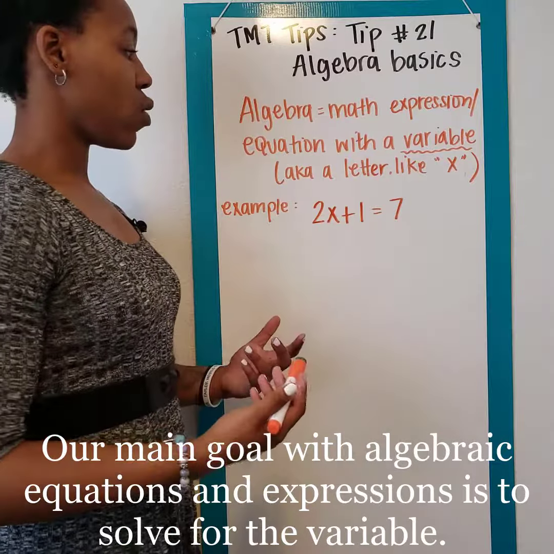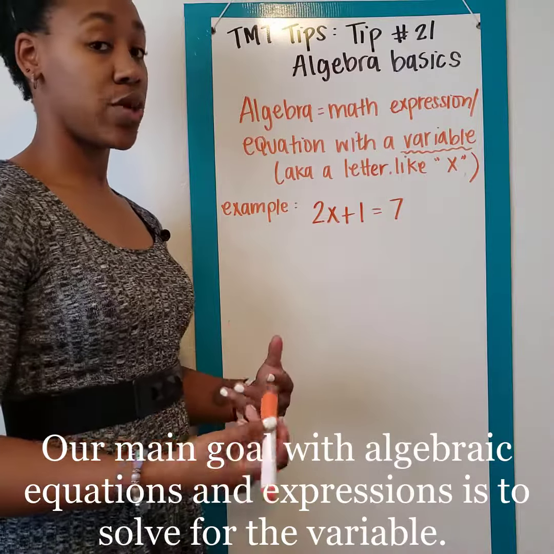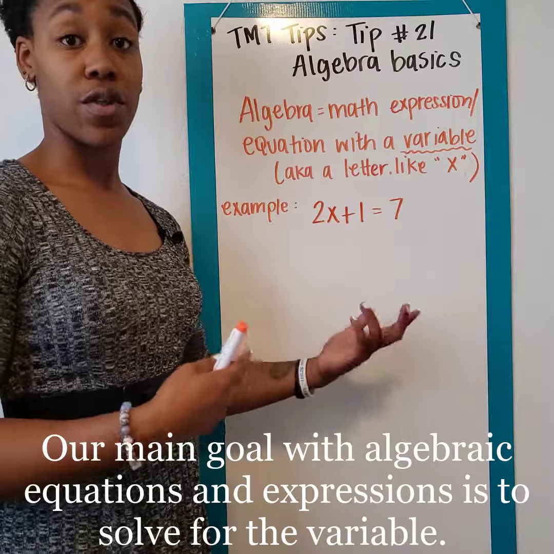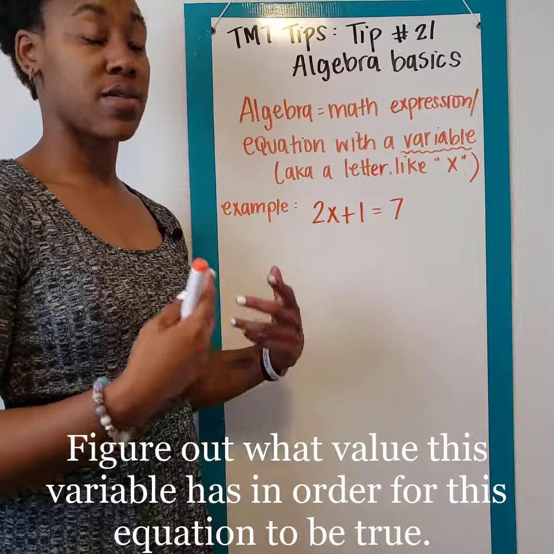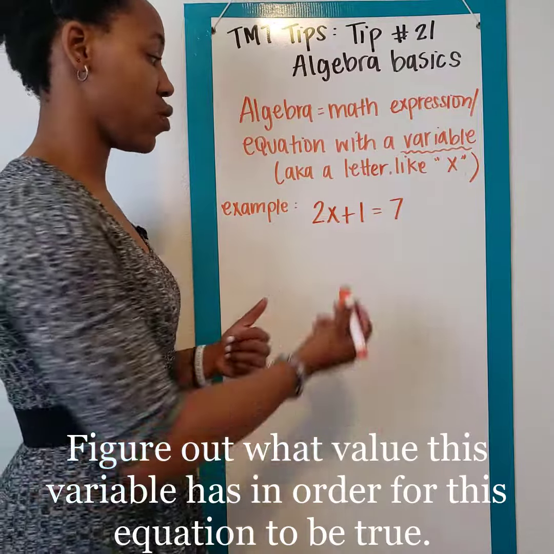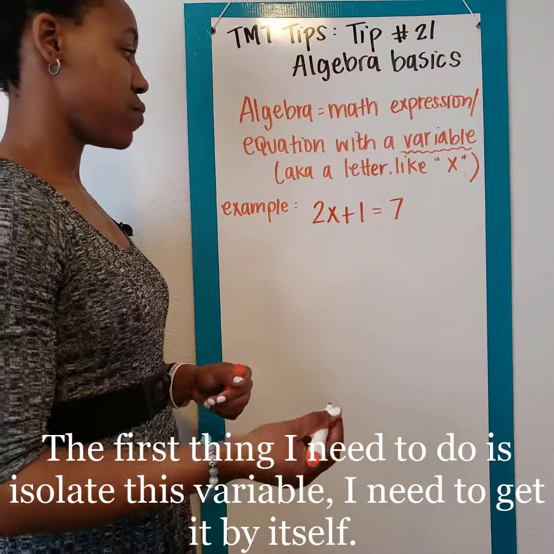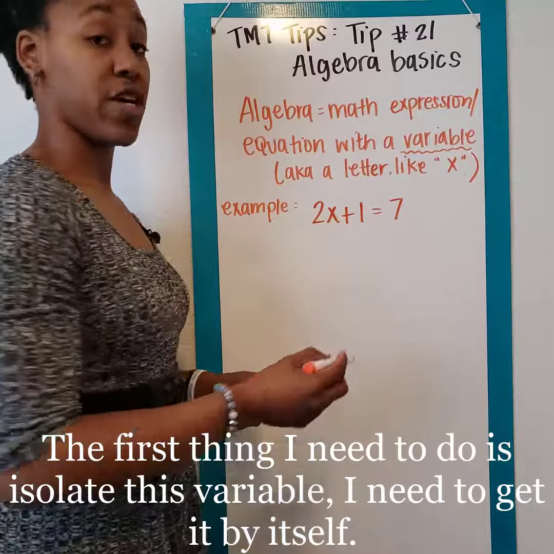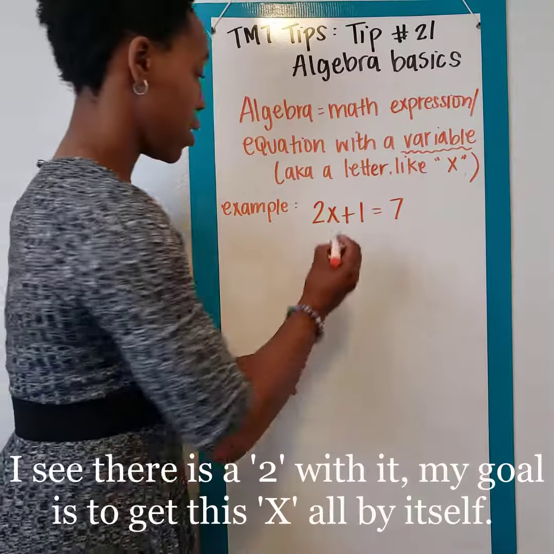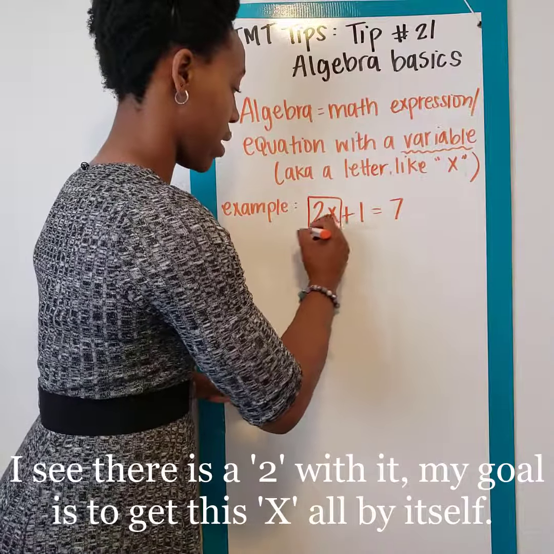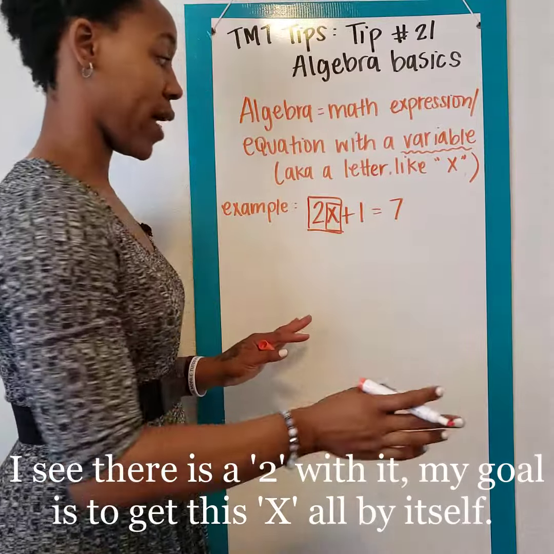So our main goal with algebraic equations and expressions is to solve for the variable. Figure out what value this variable has in order for this equation to be true. The first thing I need to do is isolate this variable. I need to get it by itself. So here I see there's a 2 with it. My goal is to get this x all by itself.